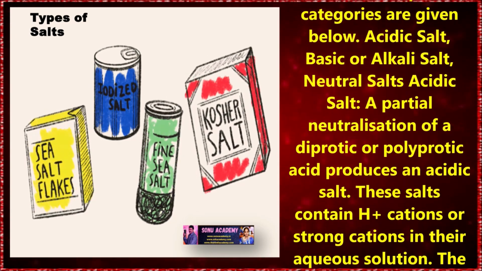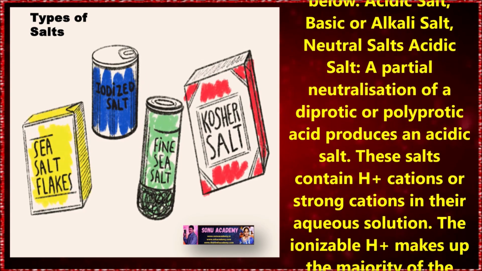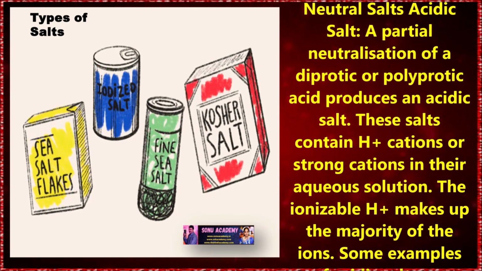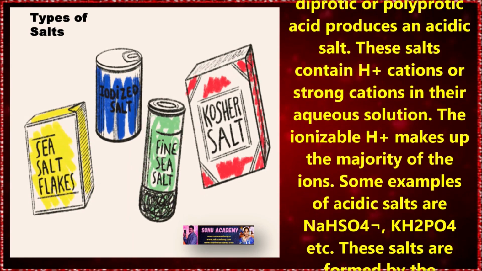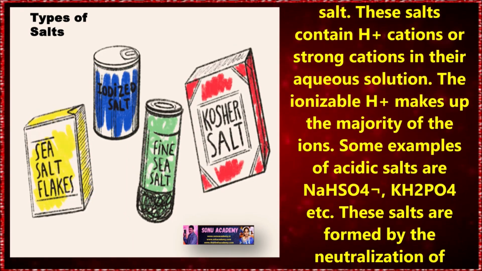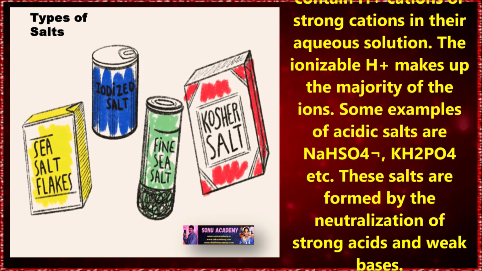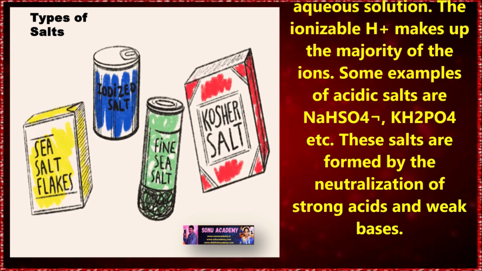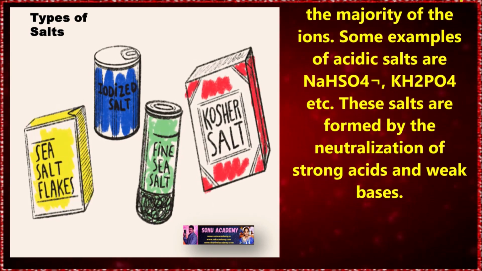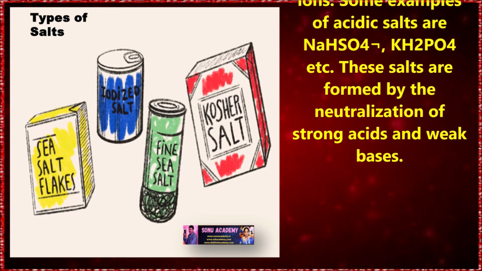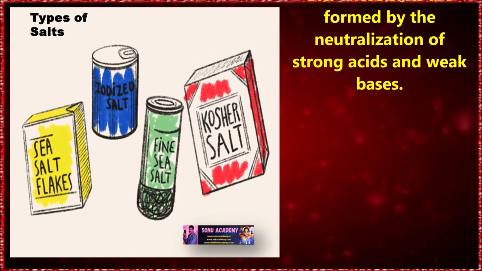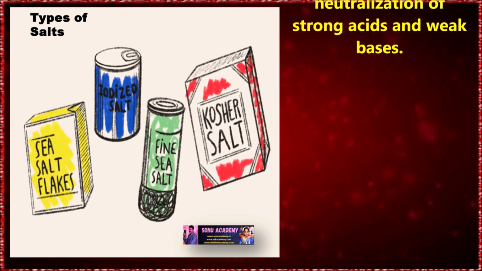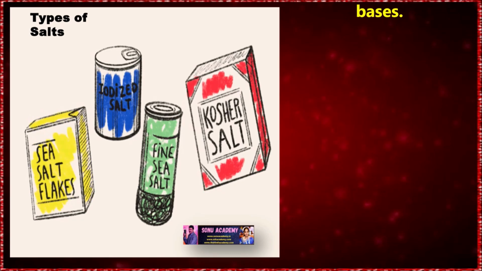A partial neutralization of a diprotic or polyprotic acid produces an acidic salt. These salts contain H+ cations in their aqueous solutions. The ionizable H+ makes up the majority of the ions. Some examples of acidic salts are NaHSO4, KH2PO4, etc. These salts are formed by the neutralization of strong acids and weak bases.